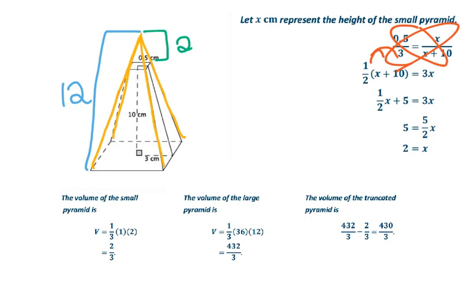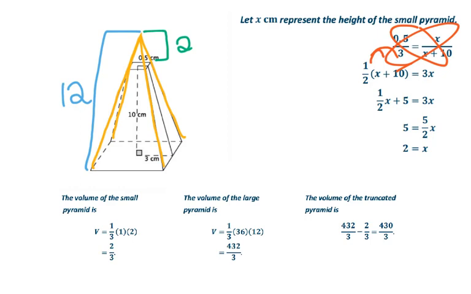For the small pyramid, we're going to take 1/3 times the area of the base times the height, which we just figured out is 2, and that gives us a total of 2/3 for the volume of the little pyramid that we don't even see because we cut it off. And then the volume of the large pyramid is 1/3 times the area of the base, which is 36, and the height, like we just calculated, is 12. That gives us 432 over 3.